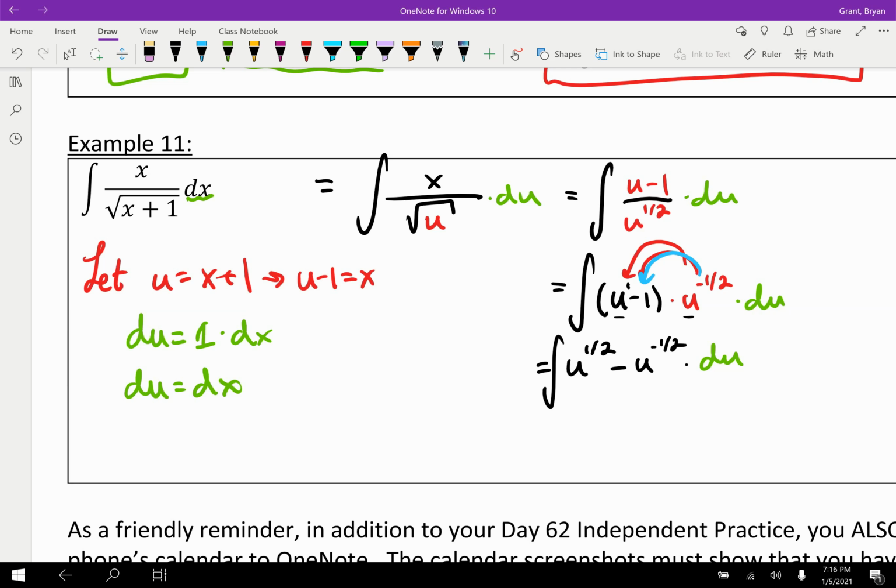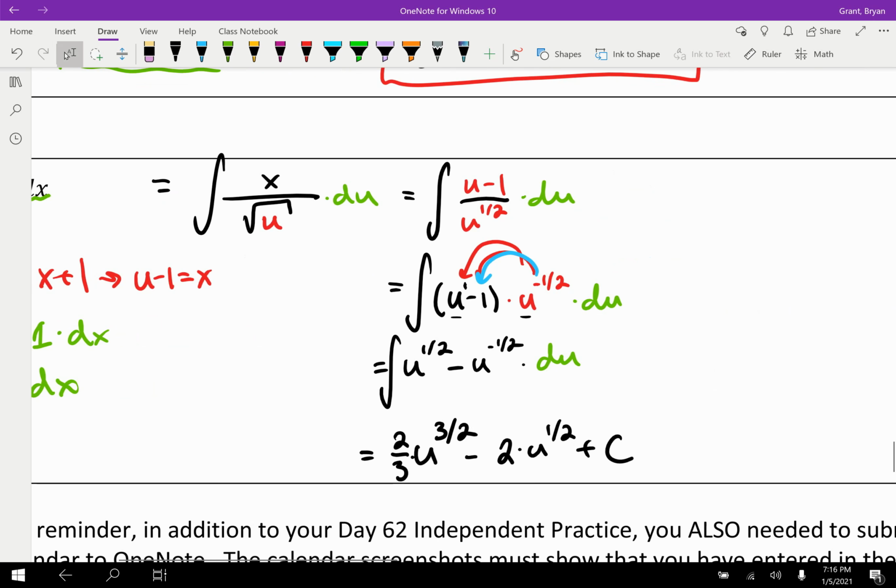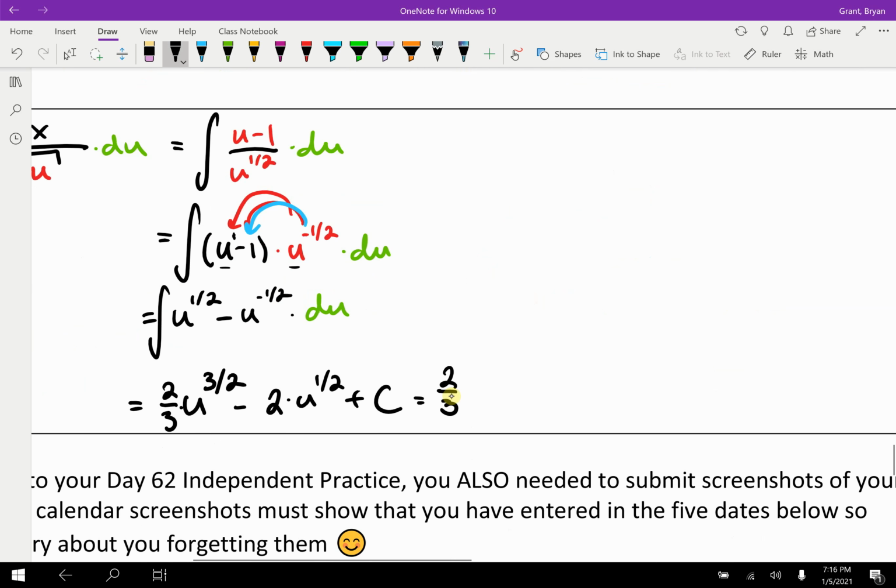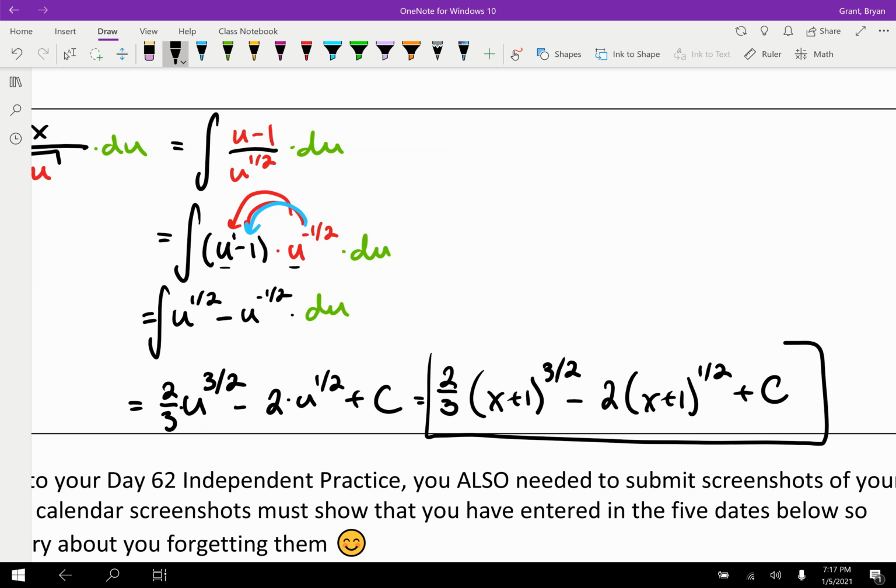So let's get to it. Antiderivative of u to the 1/2, we add 1 whole to get 3/2, 2/3 to offset, minus add a whole to get positive 1/2, 2 to offset, plus c. Our original U substitution was x plus 1. So we have 2/3, I'll need a little more space here, times x plus 1 to the 3/2 minus 2 times x plus 1 to the 1/2 plus c.